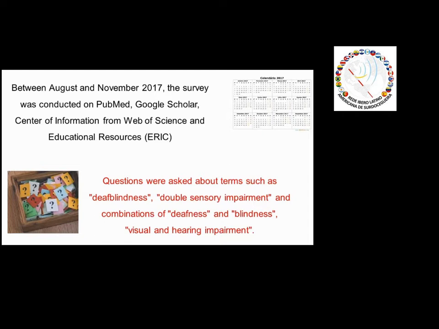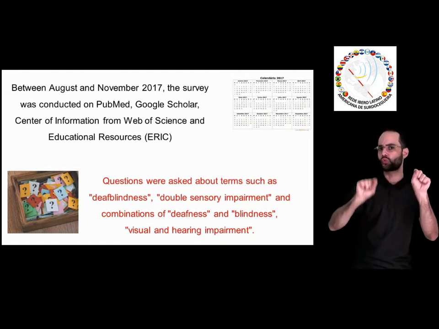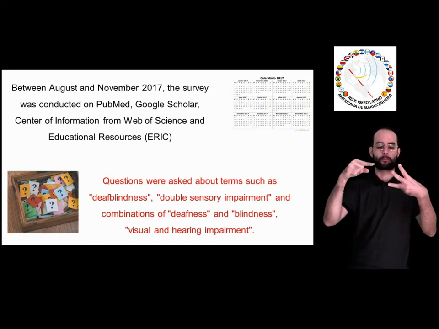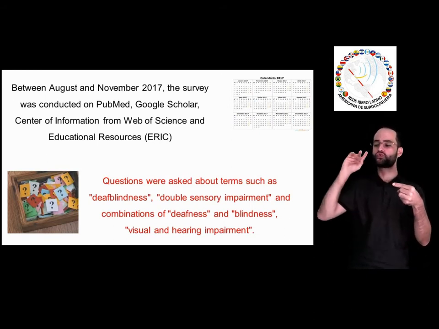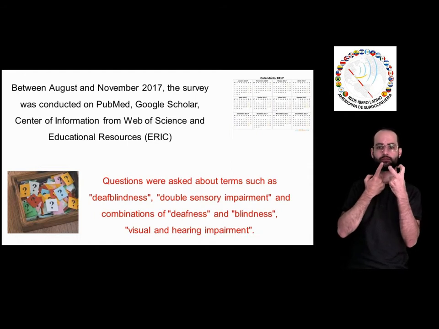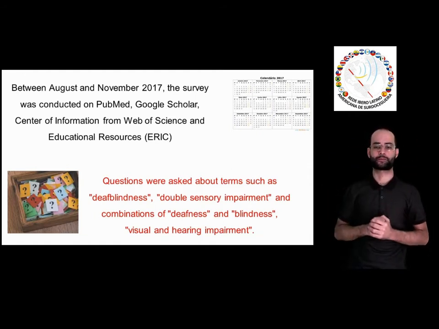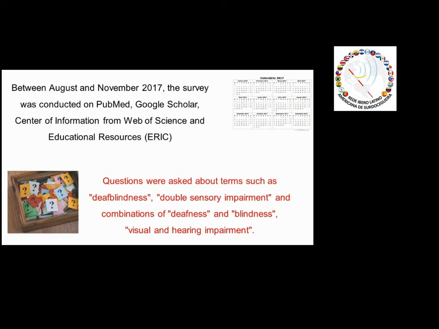2 lines below, on the right, is a colored image of an open wooden box, and inside are several colored squared papers, on each of which is a question mark. To the left, in red ink, centered, is written: Questions were asked about terms such as deafblindness, double sensory impairment, and combinations of deafness and blindness, visual and hearing impairment.